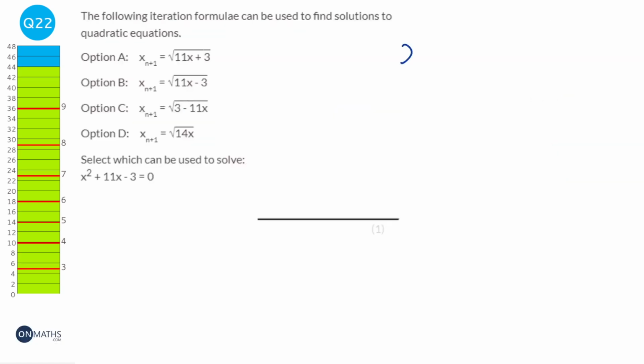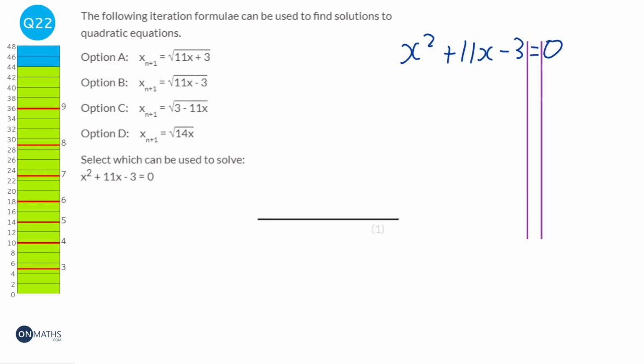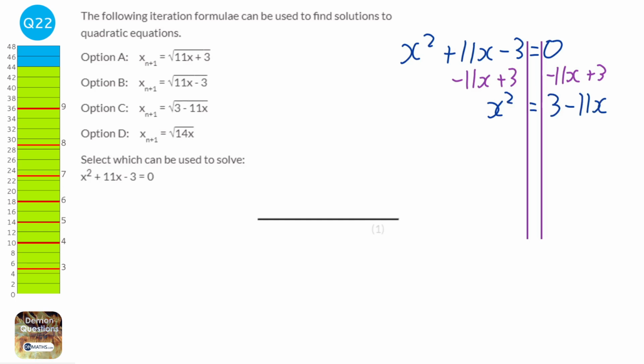So we're going to start off just by writing down the quadratic. And what we're going to do is we're going to move everything onto the right hand side apart from the x squared. So we're going to take away 11x and we're going to add 3 both sides. So we're going to end up with x squared equals effectively 3 minus 11x. Then we're going to square root both sides. And so we have x equals the square root of 3 minus 11x.